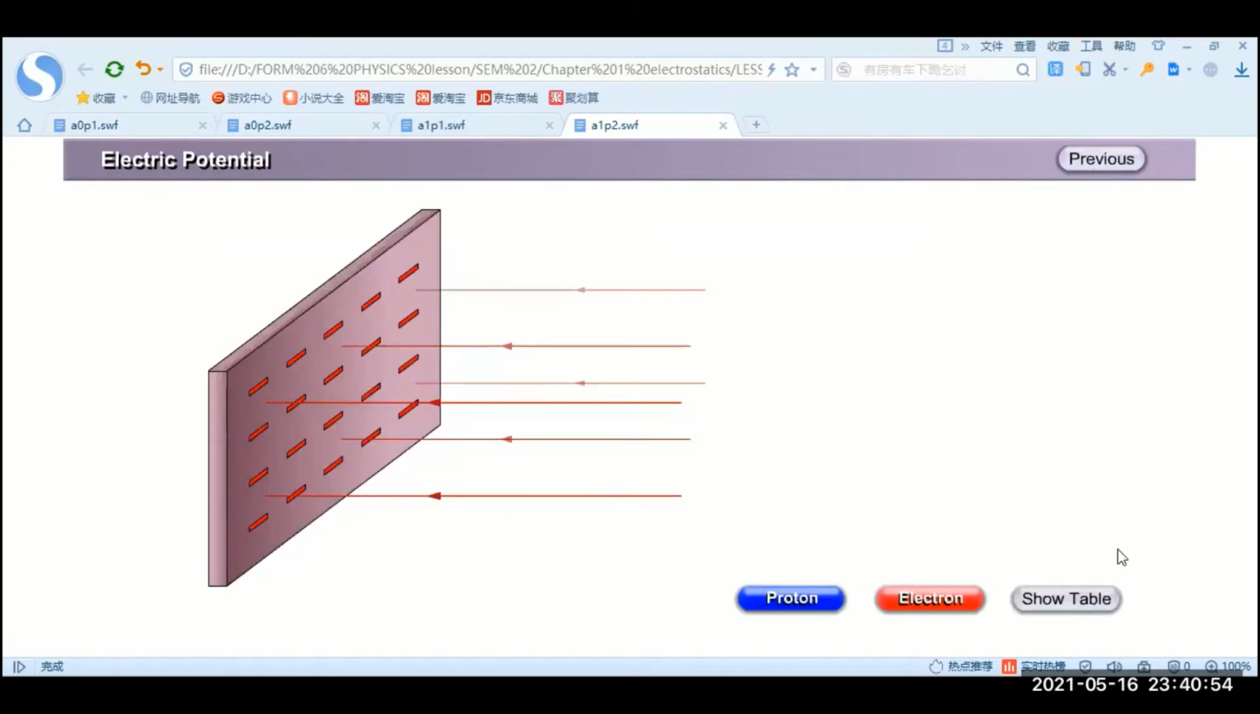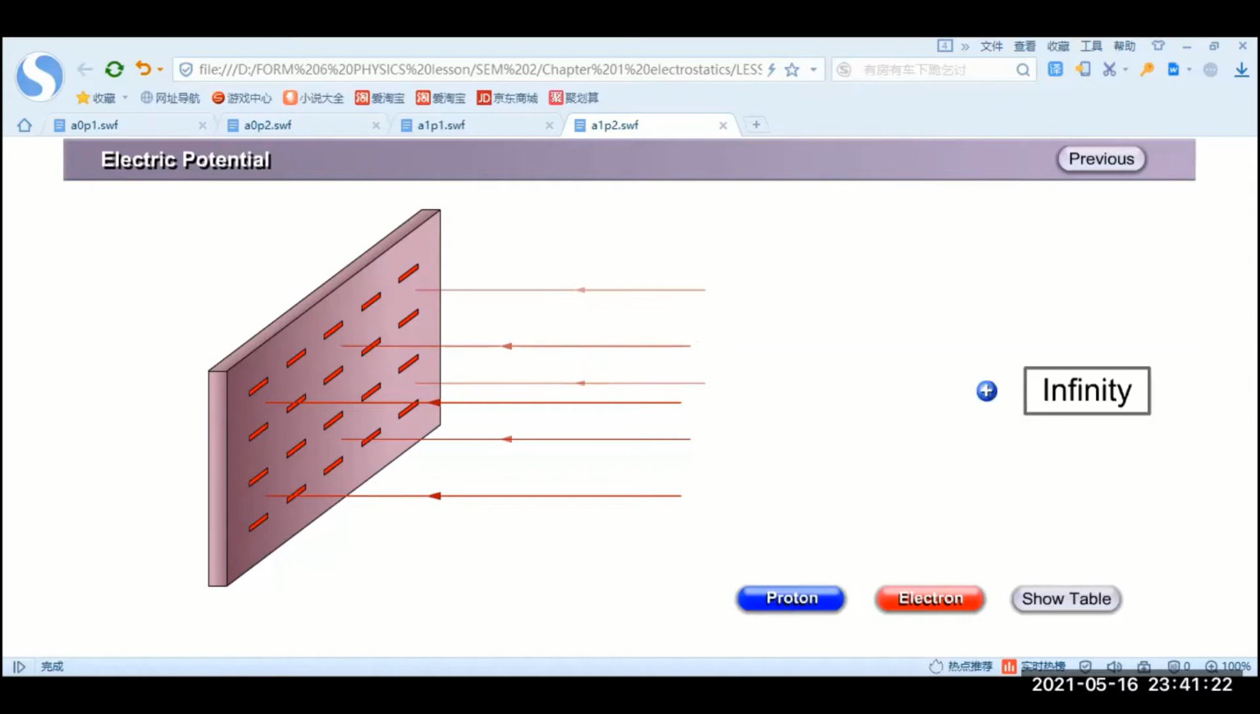Okay, so next, if we change, just now it was a positive plate, right? Now we use a negative charge plate. With a negative charge plate, meanwhile the electric field direction is into the plate. That means now the electric field direction is from right to left.